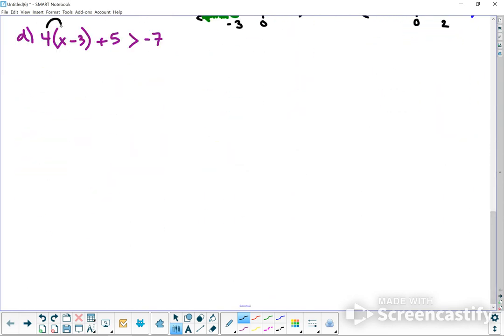So take 4 and multiply it to the x. That's going to get you 4x. Okay, that's the work you have to do. Okay, and take this 4 and distribute it to the negative 3.